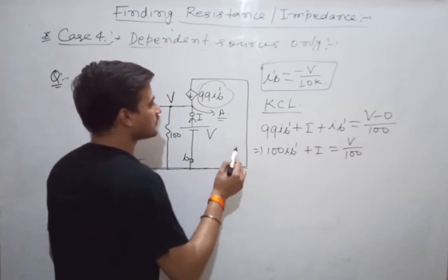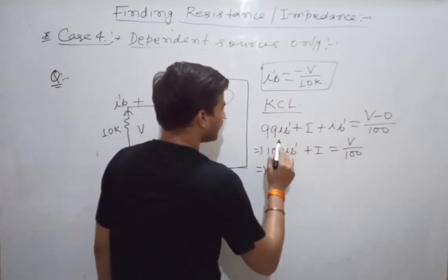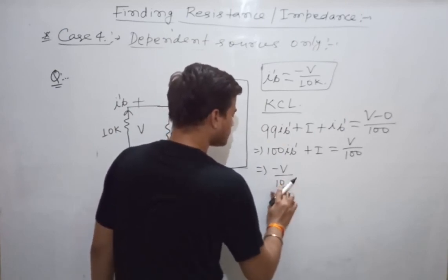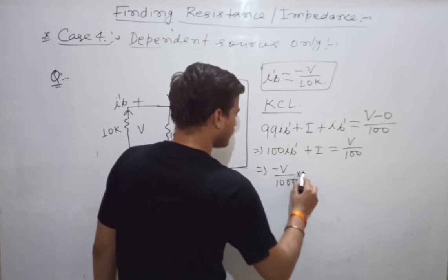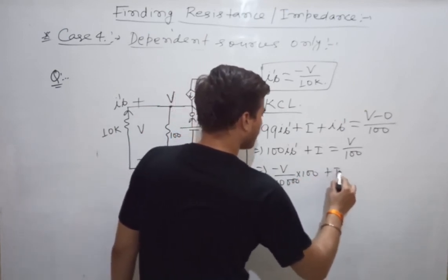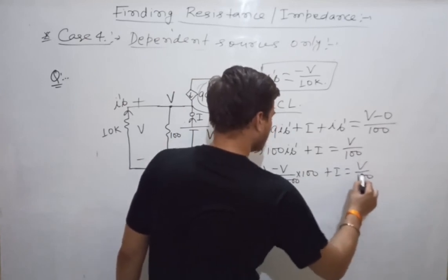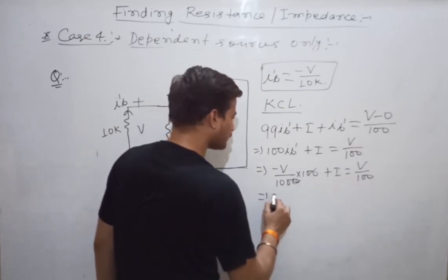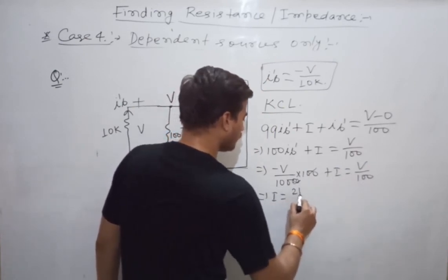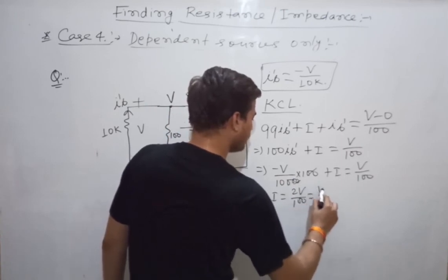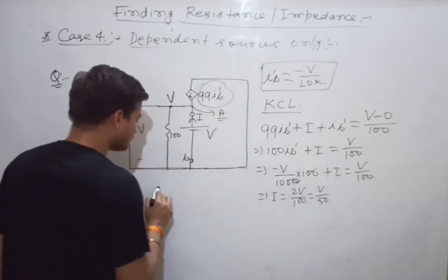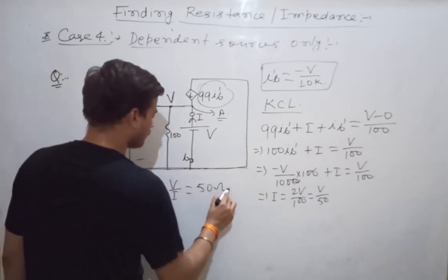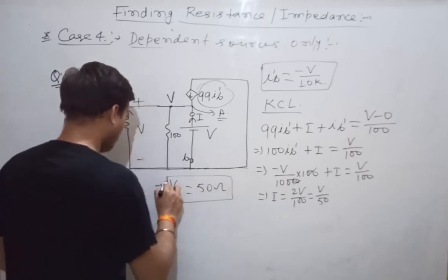Now instead of IB dash we write minus V divided by 10K. 10K means 10,000, into 100, plus I is equal to V by 100. So it becomes minus V by 100 plus I equal to V by 100. You can write I equal to 2V by 100, that means V by 50. So V by I is equal to 50 ohm.